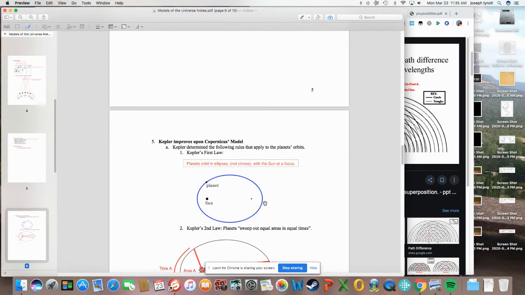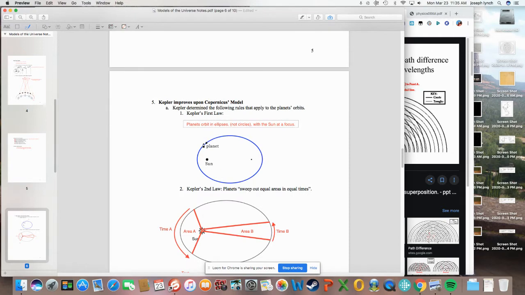So now we can see why the sun appears to change size. If this is the Earth, when the Earth is closer to the sun, it's going to look bigger. And when the Earth is farther away from the sun, it's going to look smaller.